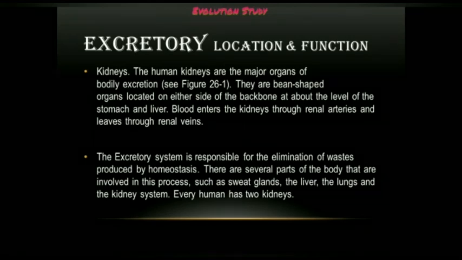The human kidneys are the major organs of bodily excretion. They are bean-shaped organs located on either side of the backbone at about the level of the stomach and the liver. Blood enters the kidneys through renal arteries and leaves through renal veins. The excretory system is responsible for the elimination of waste produced by homeostasis. There are several parts of the body that are involved in this process, such as sweat glands, the liver, the lungs, and the kidney system. Every human has 2 kidneys.